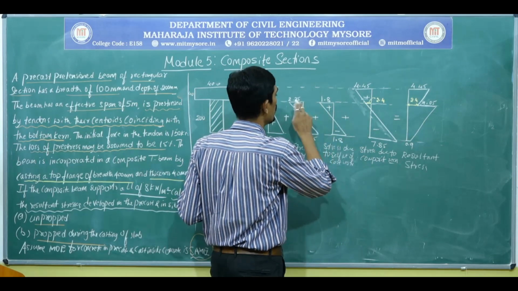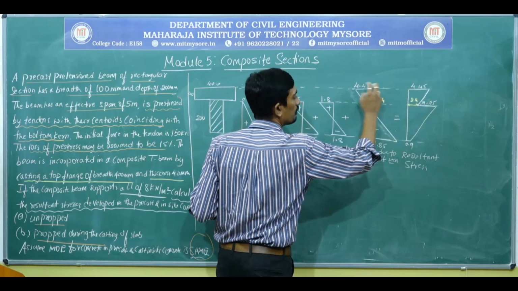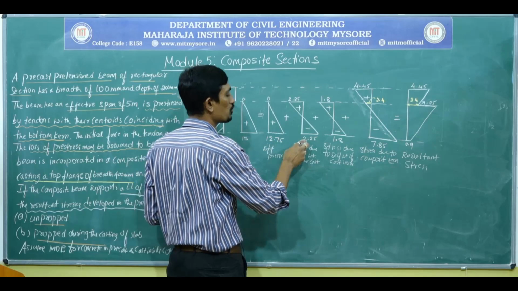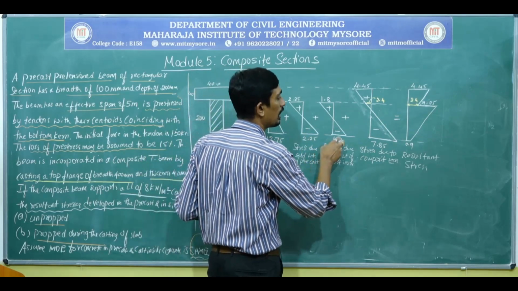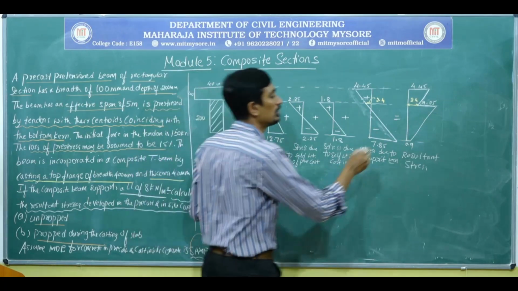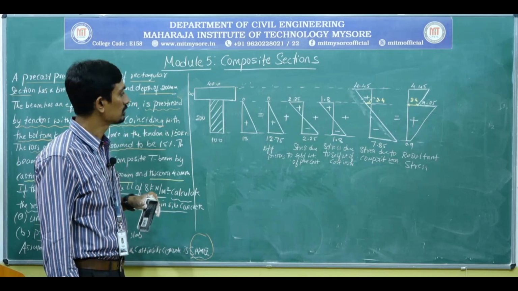And then 2.25 plus 1.8 will be this value, and 4.4 remains same. And finally 12.75 minus 2.25 minus 1.8 and minus 7.85, which gives 0.9. So that means everything is compression.